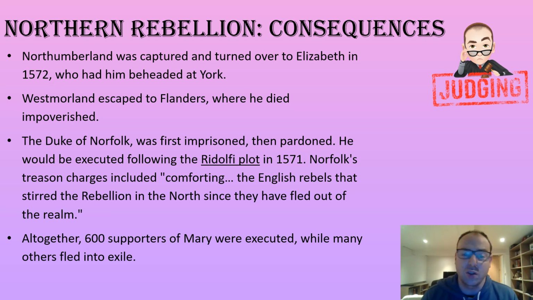And treason charges against Norfolk included comforting English rebels who had stirred the rebellion in the north, since they had fled out of the realm. So, although he was initially pardoned, it was clear that he was never forgiven for his part in the rebellion. Altogether, 600 supporters of Mary were executed, whilst many others fled into exile. And so again, we see this rather brutal suppression by Elizabeth in response to discontent and rebellion, and in terms of the Northern Rebellion, really rather successfully.